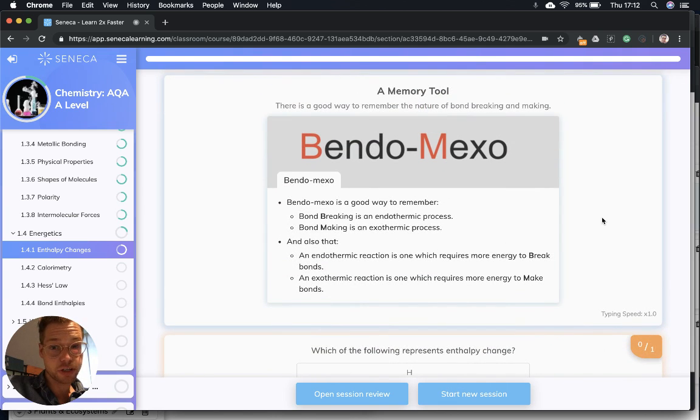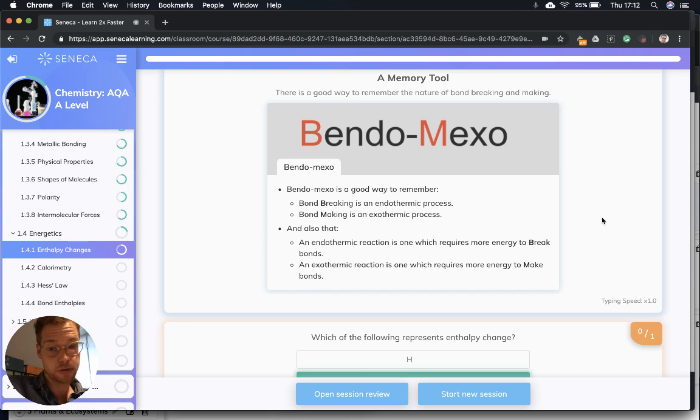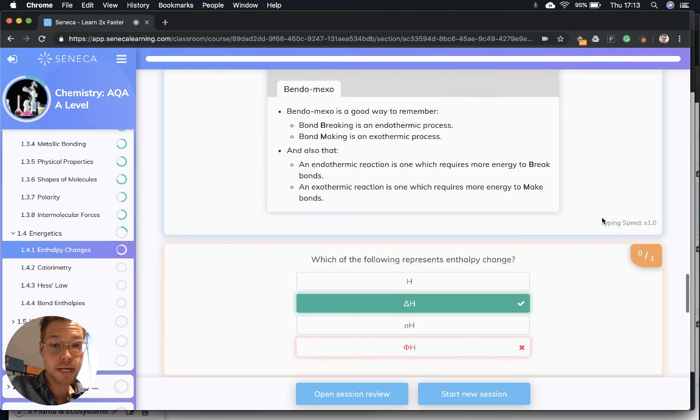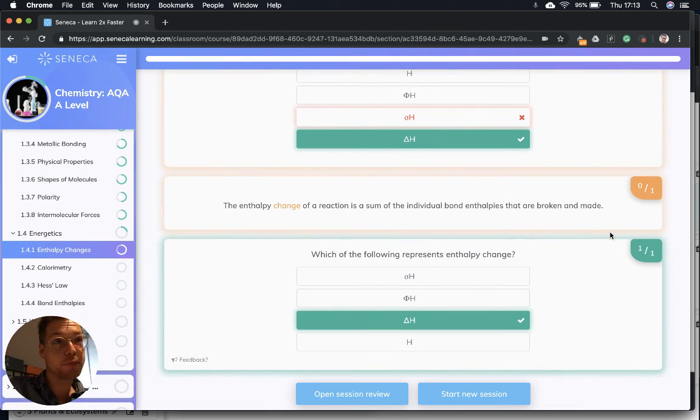Now, are you guys ready for a cute little memory tool? Well, we can use the bendo-mexo as a nice little way to remember that bond breaking is an endothermic process, so that's bendo, and mexo, bond making, is an exothermic process, so bendo-mexo. And also this works because an endothermic reaction is one which requires more energy to break bonds, and an exothermic reaction is one which requires more energy to make bonds. So bendo-mexo, you're all welcome for that beautiful piece of revision material.